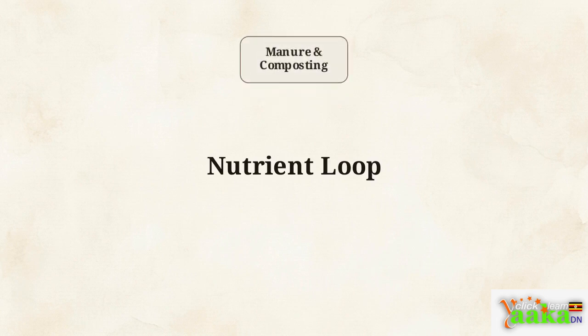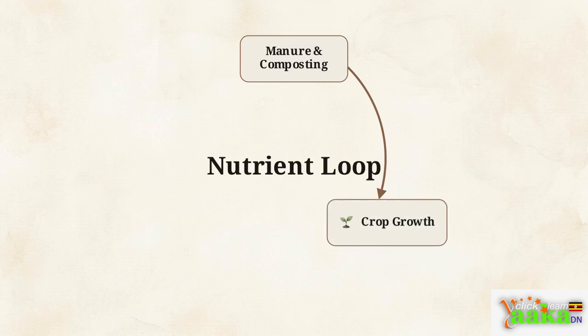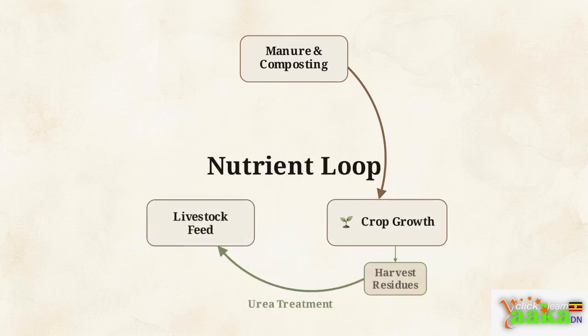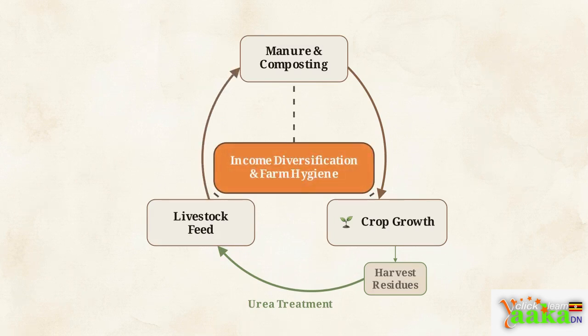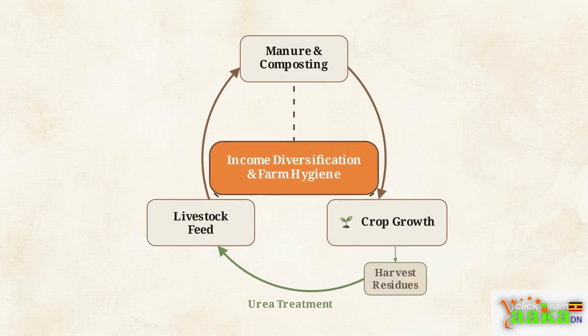This diagram maps out what we call the nutrient loop. Processing agro waste ensures every part of the farm supports the rest. It starts when we take animal manure and compost it to drive our crop growth. Those crops produce harvest residues. We treat those residues with urea to feed the livestock, which in turn creates more manure. Processing this material quickly removes rotting waste piles, eliminating breeding sites for pests, and ensuring excellent farm hygiene.